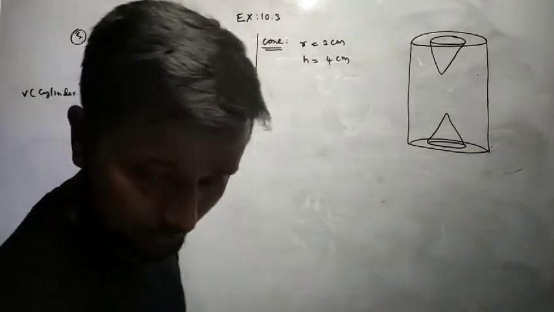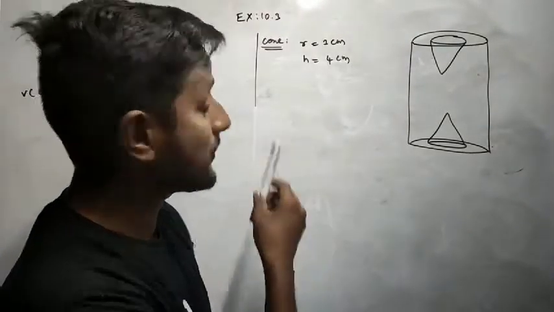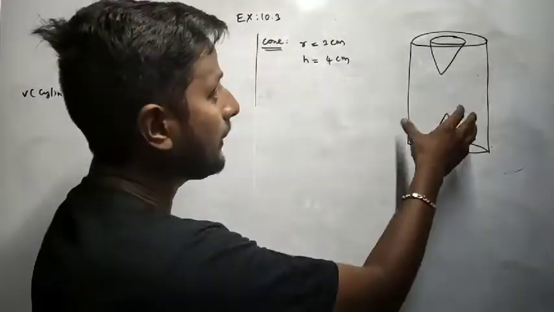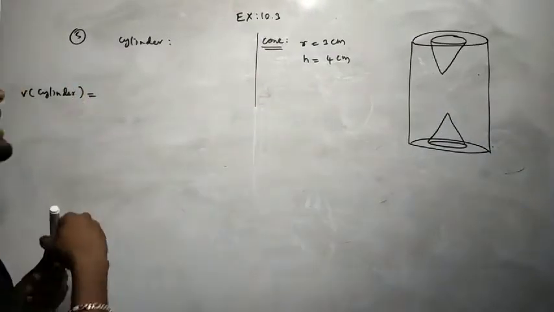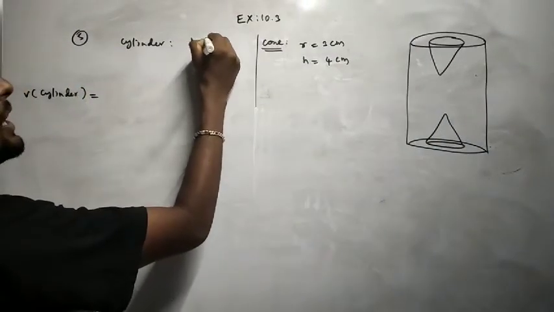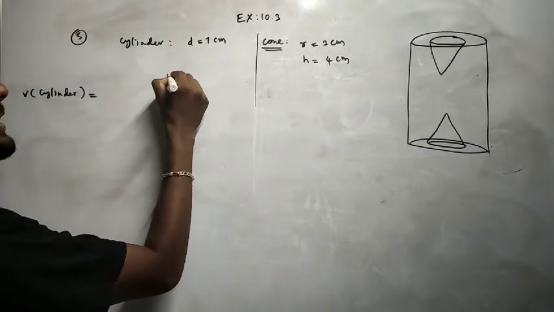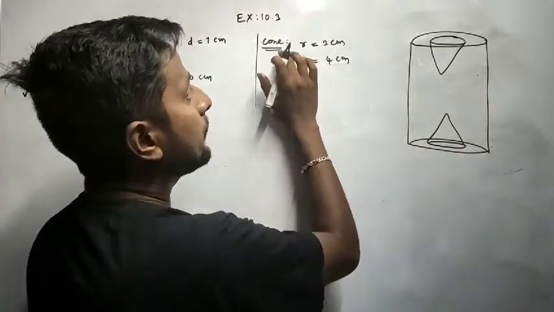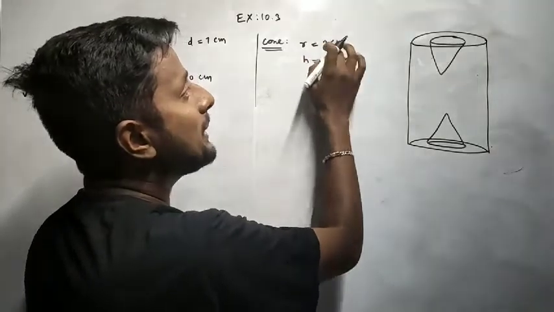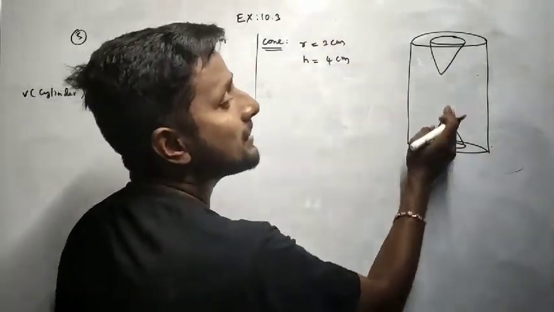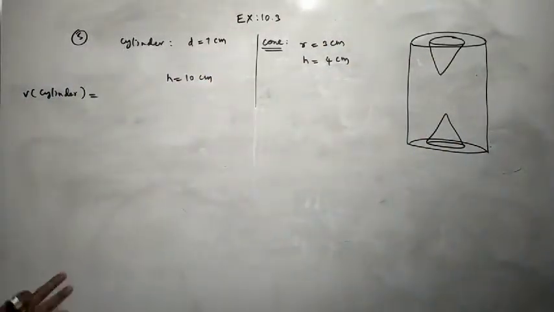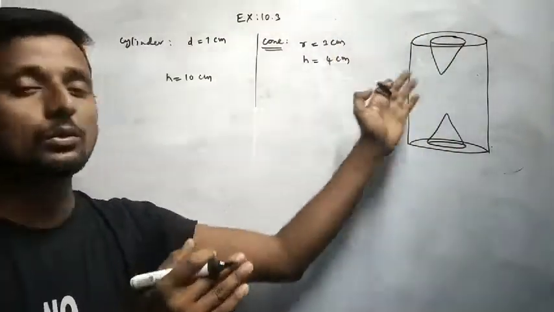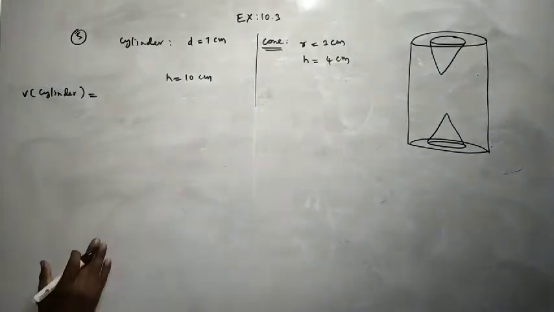Yeah, welcome back children. So now we'll see from exercise 10.3 fifth problem. The problem tells about a cylindrical figure whose diameter is 7 centimeters and height of the cylinder is 10 centimeters. What happened in that, a cone whose radius 3 centimeters, height 4 centimeters was inserted. So now the question is, what is the remaining volume after inserting the both conical parts in the cylinder?